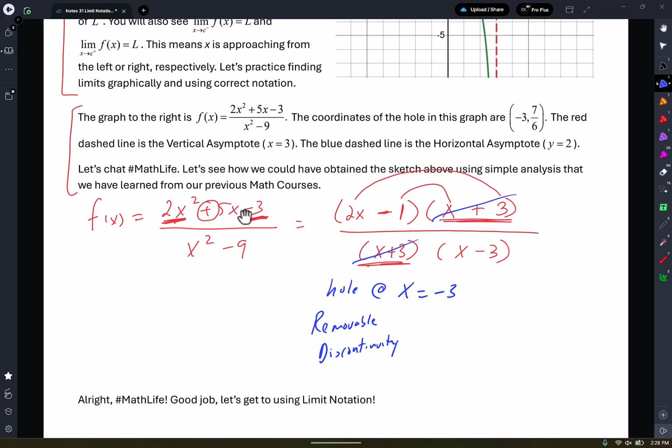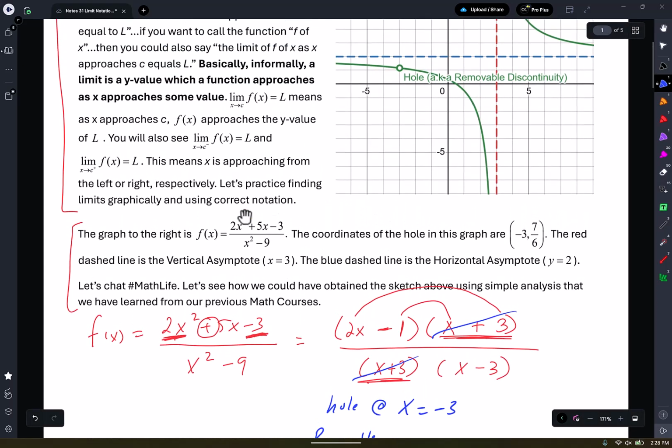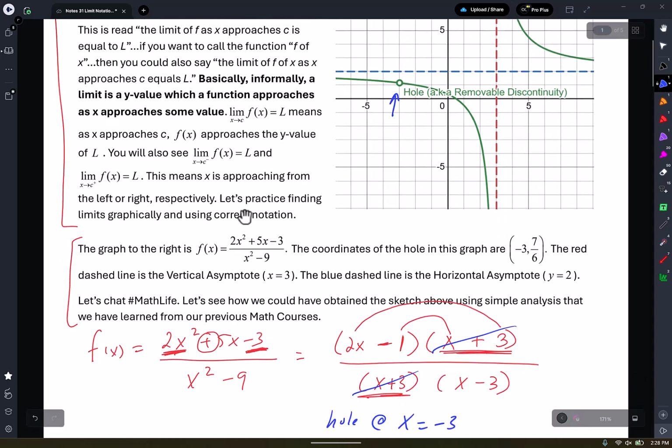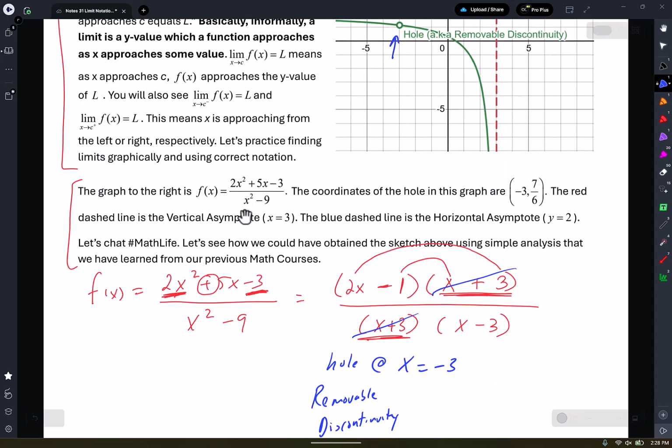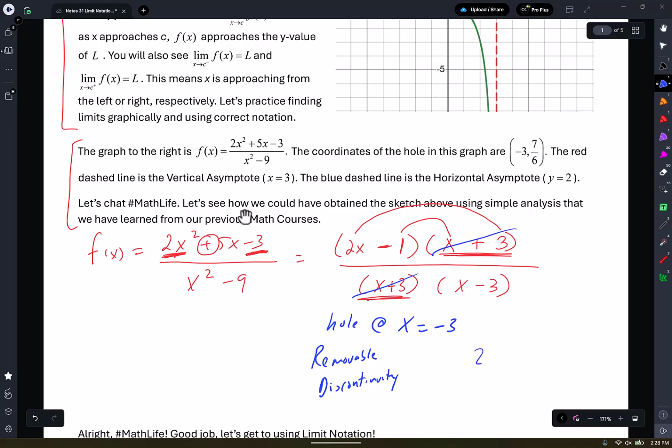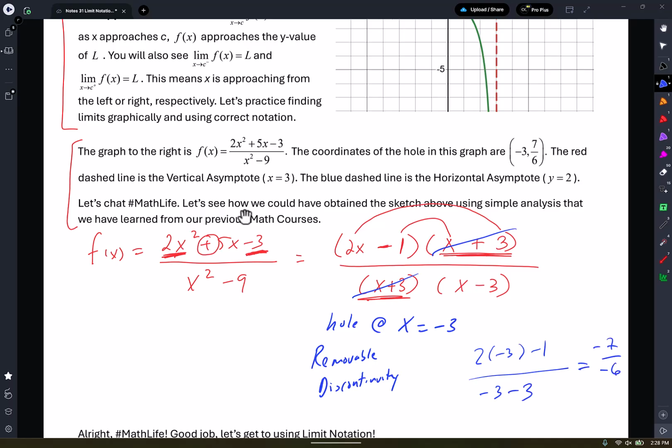All right, there it is. That's how I got the hole there, guys. So Chop, how did they get the hole there? Well, plug in negative 3 into whatever you have left. So look, 2 times negative 3 minus 1 over negative 3 minus 3. And you get negative 6 minus 1, that's a negative. Negative 3 minus 3, that's a negative. Negative divided by a negative is a positive.